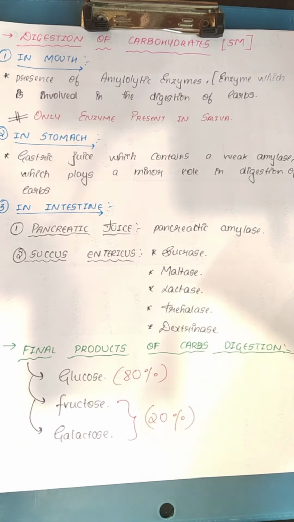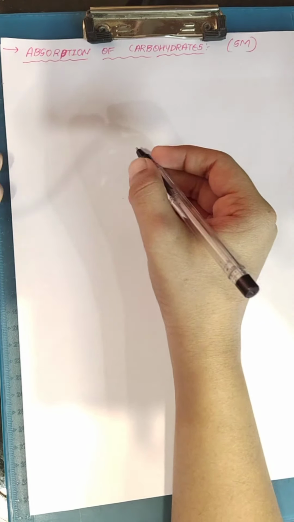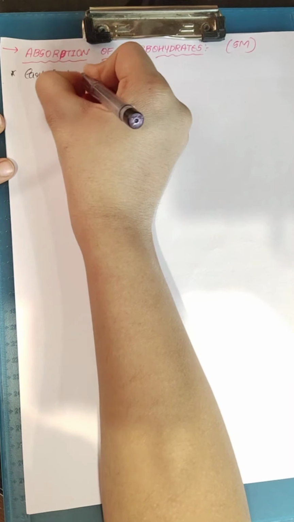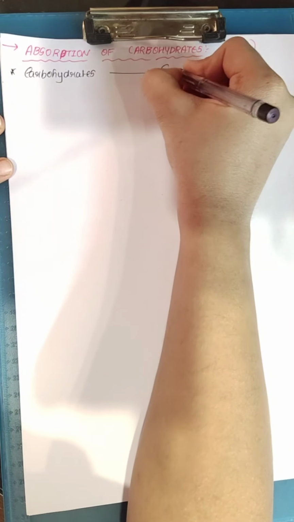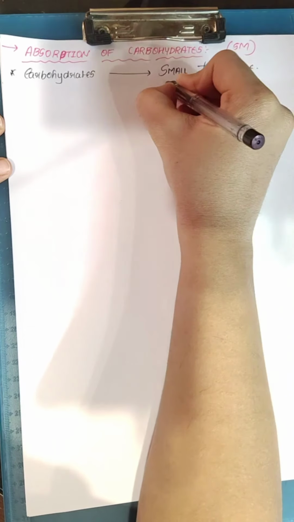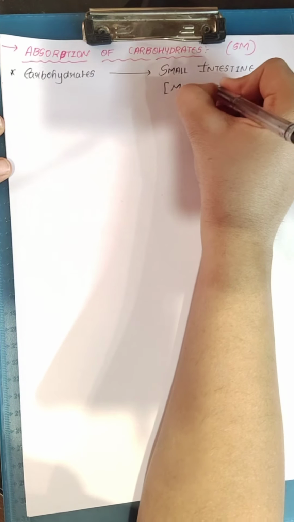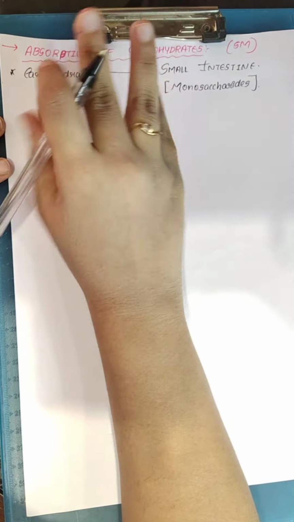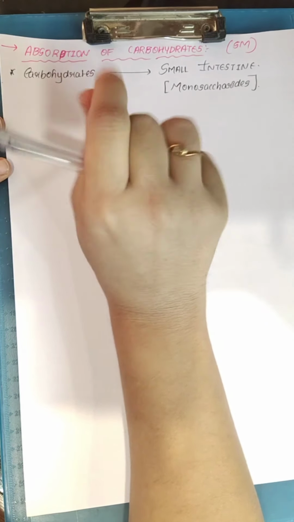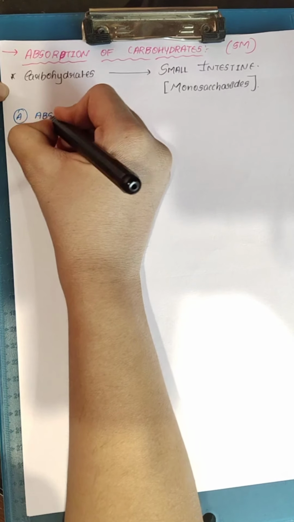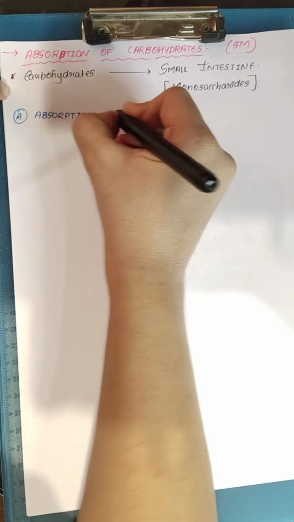Further moving on to absorption of the carbohydrates. In the absorption of carbohydrates, the carbohydrates are mainly absorbed in the small intestine. They are mainly absorbed in the small intestine as monosaccharides. So we'll study the three types of absorption of carbohydrates: glucose absorption, galactose absorption, as well as fructose absorption. First, looking at absorption of glucose.